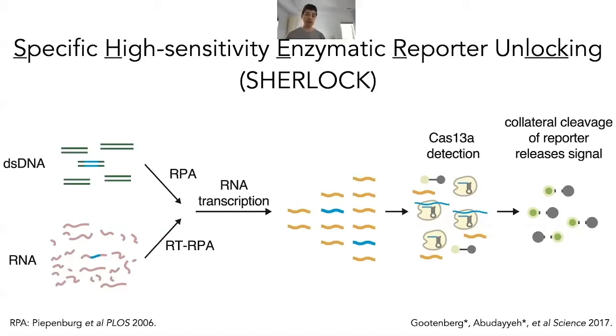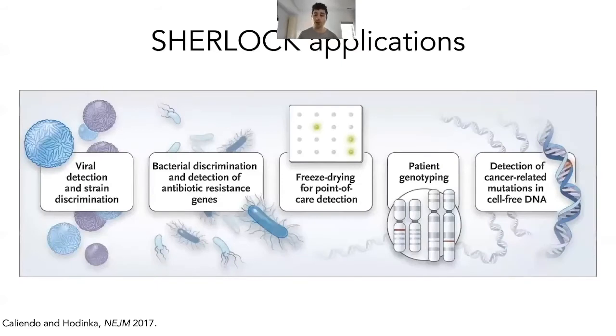It can detect single base pair resolution, specificity. So it's a very portable way to look for mutations or pathogens. And we've applied Sherlock to many different applications in viral and bacterial discrimination. It can be lyophilized for point of care. We've actually used it even to genotype patients or detect cancer-related mutations in circulating DNA. So it's a very broad platform that is of general diagnostic use.